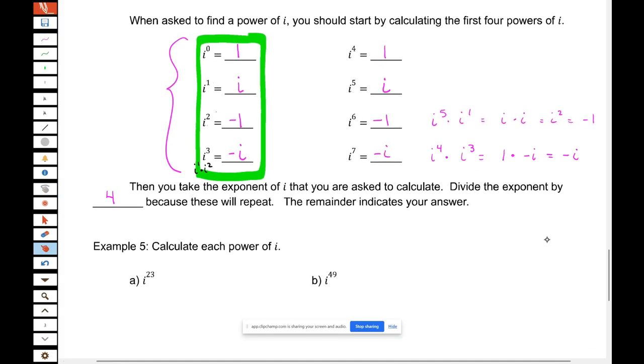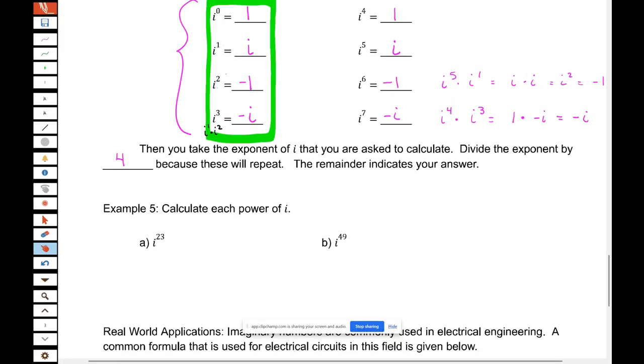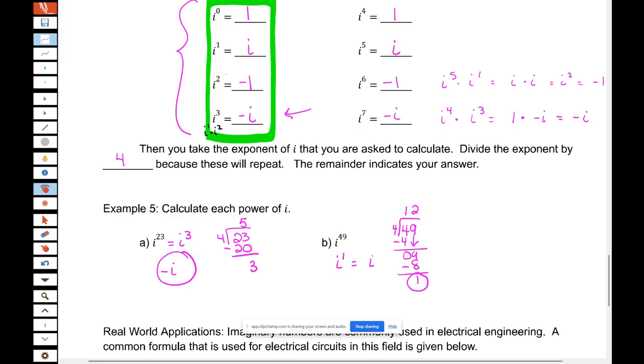So what I'm going to do here is the first one is I to the 23rd. If I do 23, divided by 4, I get 5, and the remainder is 3. That means it's going to equal I to the third, which is -I from right here. If I want I to the 49th, I divide 49 by 4. The remainder is 1. So I to the 49th is the same as I to the first, which is I.